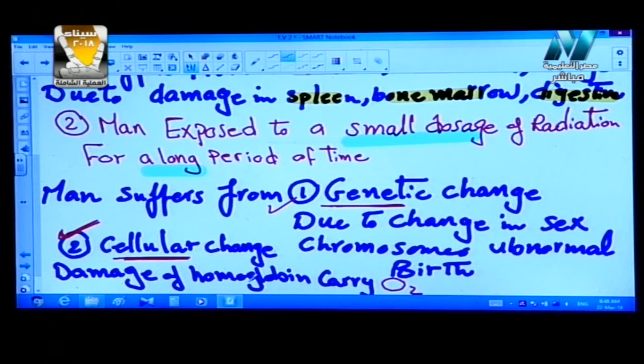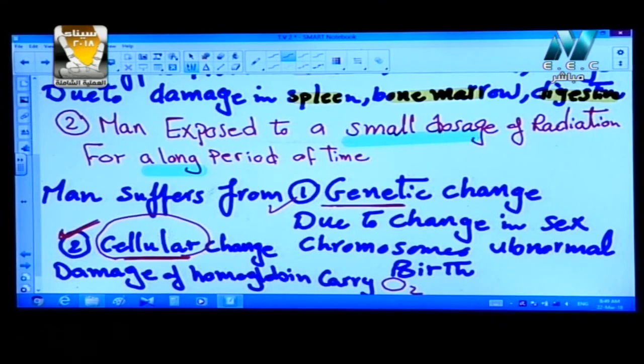طبعا واحد يقول لي cellular ايه علاقه الهيموجلوبين بالسيلولر؟ طبعا الهيموجلوبين is the main component in the red blood cells، عشان كده قلت cellular change. and the hemoglobin carries oxygen طبعا in the human body. طبعا الهيموجلوبين اللي عنده efficiency او نقص في الهيموجلوبين طبعا suffering from anemia، بيعاني من الانيميا.